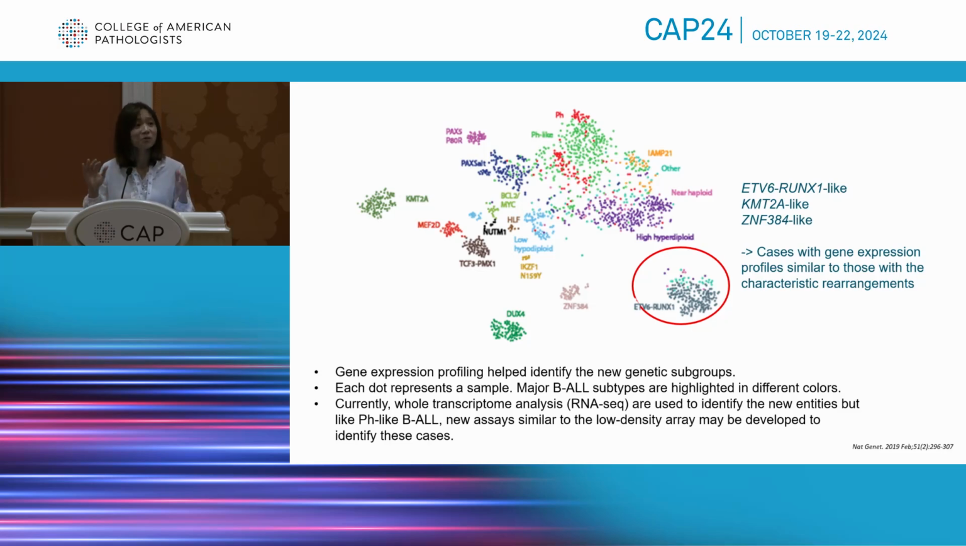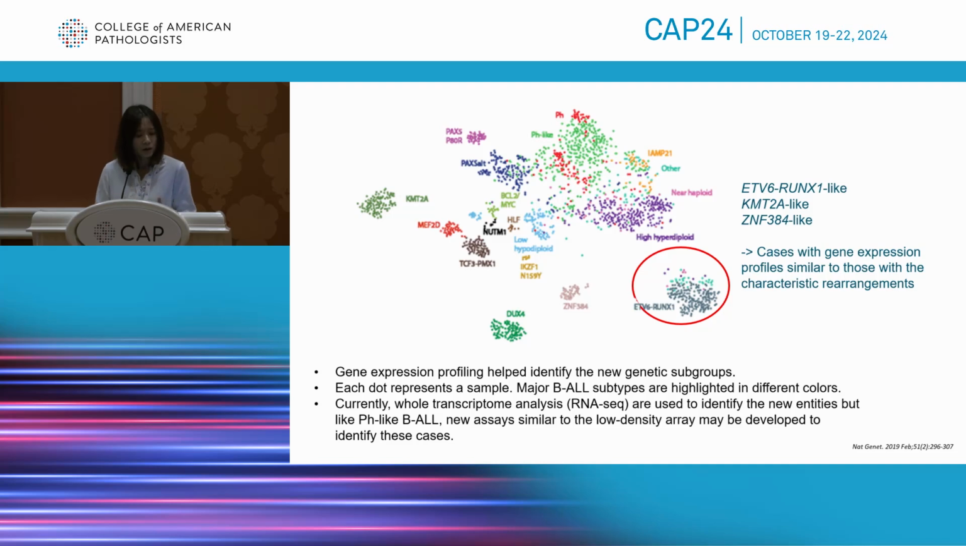Luckily, you can really see a pattern: based on the gene expression profile, cases with similar genetic alterations cluster together. If you look at your far left, that's the KMT2A, and then you can see the ETV6-RUNX1, the circle one, in the lower right corner, and they also cluster together.